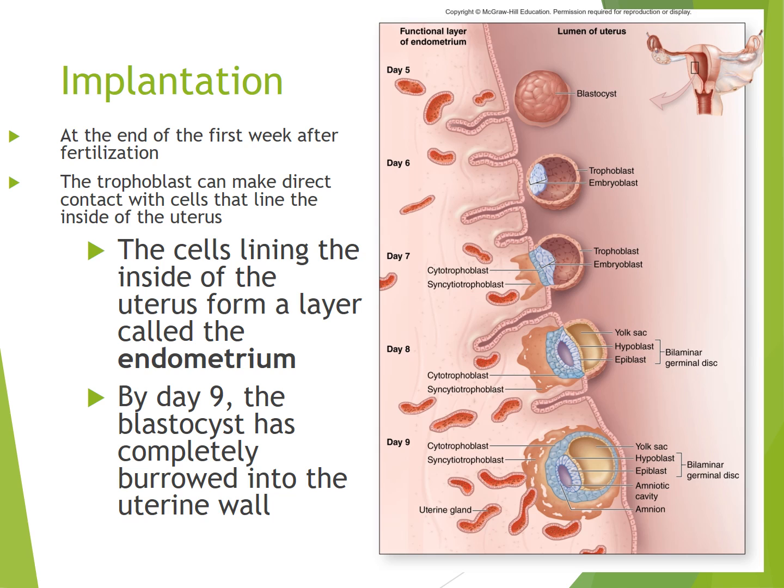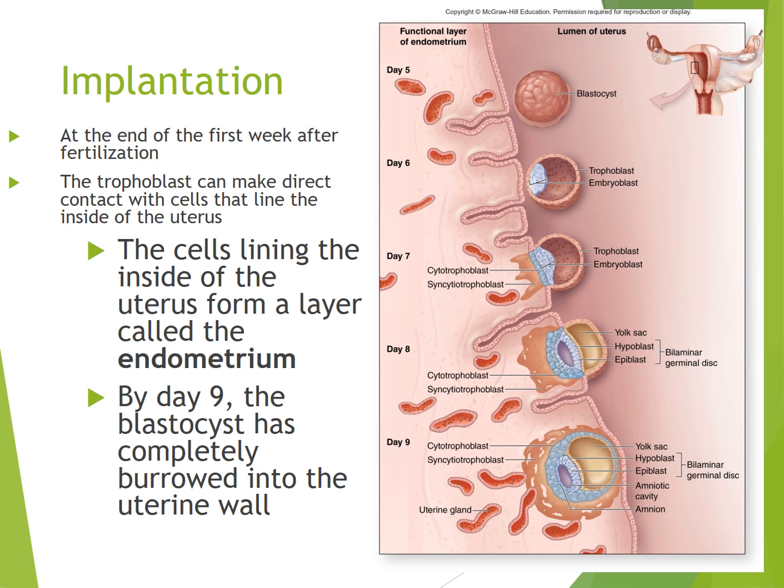By the end of the first week after fertilization, the blastocyst enters the lumen of the uterus, and then implantation occurs, where the blastocyst burrows into and embeds within the endometrium of the uterus. This occurs at about day 7 following fertilization, and by day 9, the blastocyst will have completely burrowed into the uterine wall. It then makes contact with the pools of nutrients within the uterine glands that supply the developing organism. That's why implantation begins during the first week of development but isn't complete until the second week.